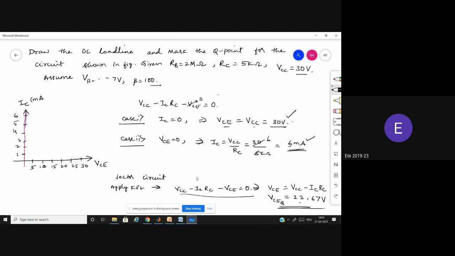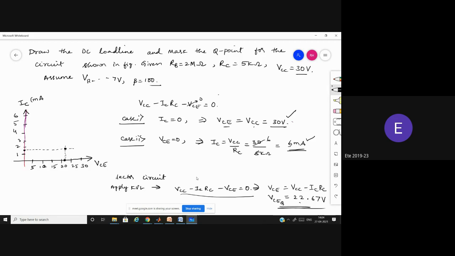Now we are having the Q point. VCE is 22.7 or 22.6, whatever you have got. Somewhere here you'll get that point. Okay. And what is the collector current you have got? It's 1.45, right? So 1.45 is almost 1.5. Here you'll be getting. So mark the horizontal, mark the vertical. So this is our Q point.